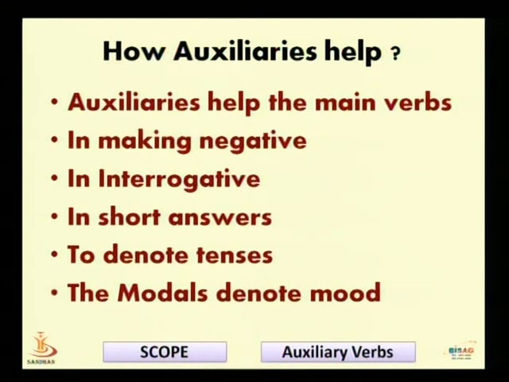First and foremost, in making the negative. When we have assertive sentences and we are asked to turn them into negative, generally we need the help of the auxiliary verbs. As we shall see later on, how they help us and how the auxiliaries are helpful in making the sentences into a negative. We can have plenty of examples.